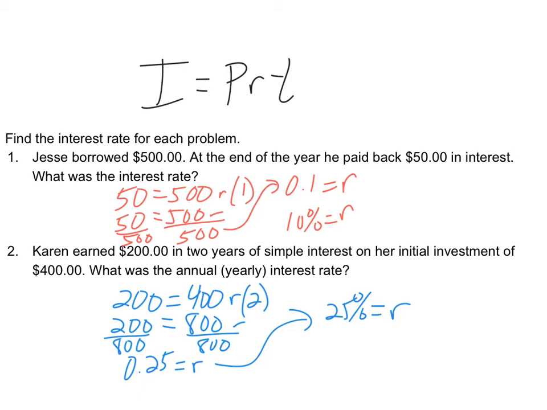Second one, 200 is equal to 400 times R times 2 because it was 2 years of interest. Cleaning up the right side, we get 800 times R. Divide both sides by 800, we get that R is equal to 0.25, which is a 25% interest rate.